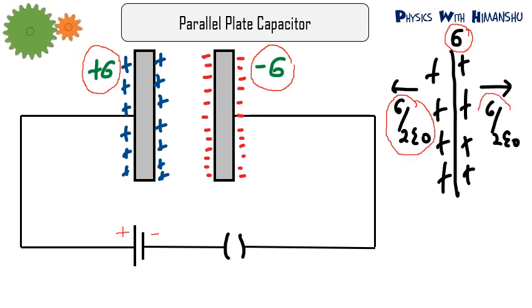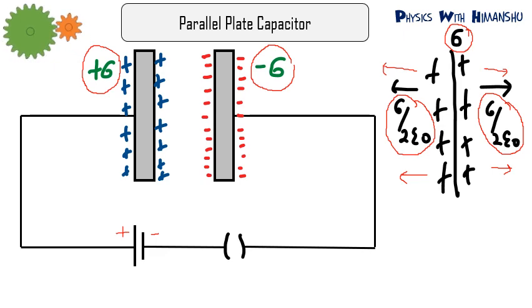For positive charge the electric field will be outwards, and for negative charge the electric field will be inwards. For sigma, on this side the electric field will be outward in this direction, and on this side the electric field will be outward in this direction, and the magnitude will be sigma by 2 epsilon. Now we have to find the electric field in three regions: region 1, region 2, and region 3. One region is between the plates, another is on the left-hand side of the capacitor, and another is on the right-hand side. In the next slide we will see how to find the electric field in all three regions.